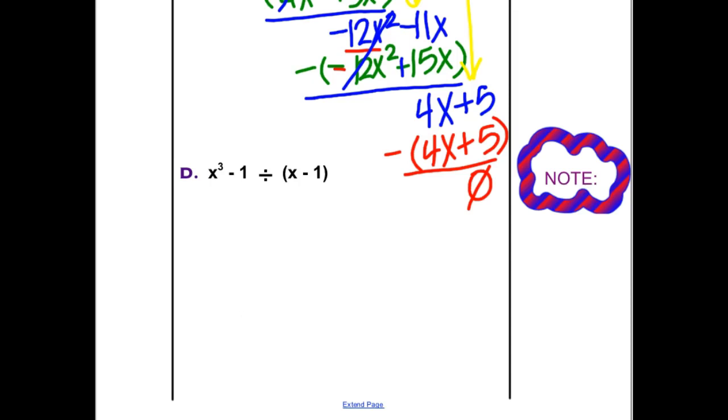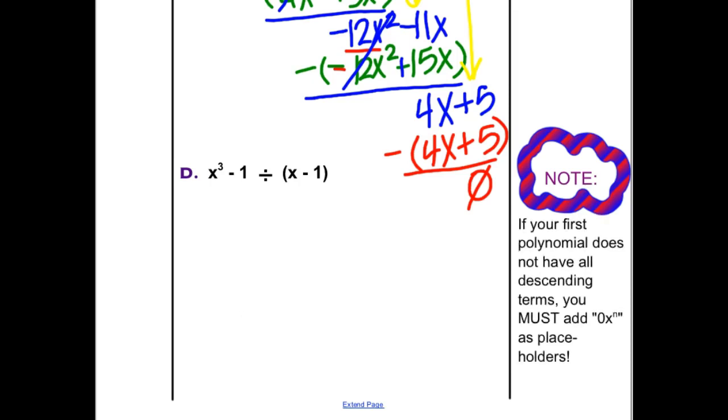Now we've got x cubed minus 1 divided by x minus 1. Here is the one catch that we need to make sure of. If your first polynomial does not have all descending terms, you must add 0x as placeholders. So in our case here, we've got an x cubed. We don't have an x squared, so we say plus 0x squared. We don't have an x, so we say plus 0x. And then we have minus 1.